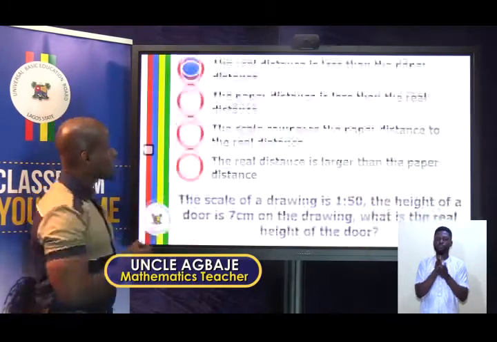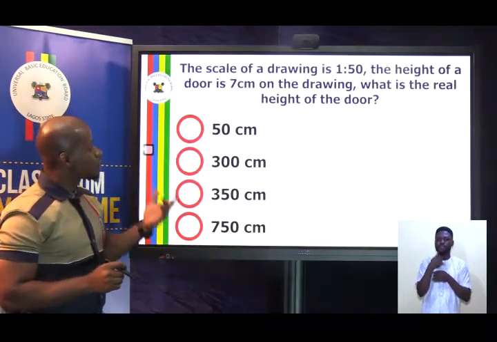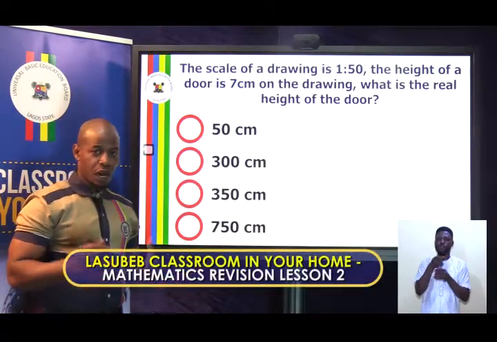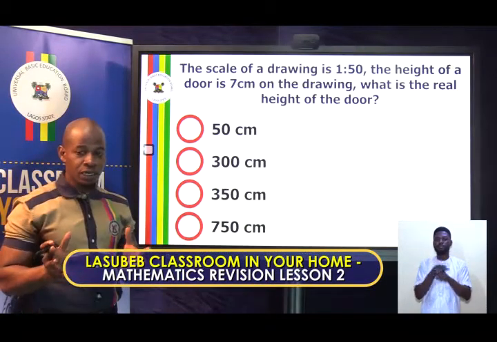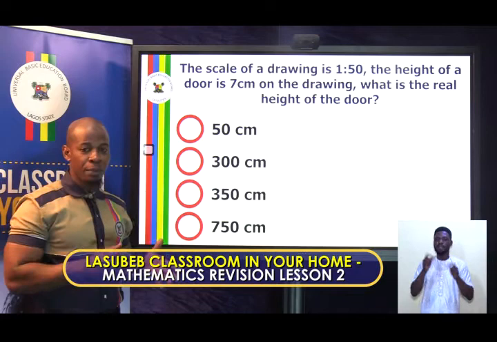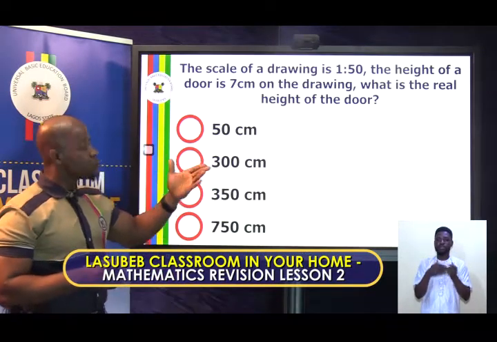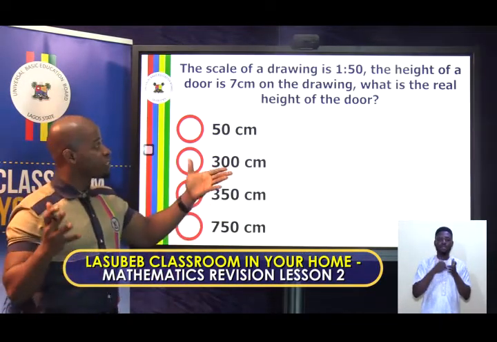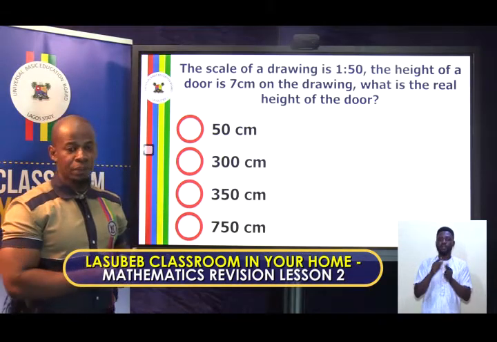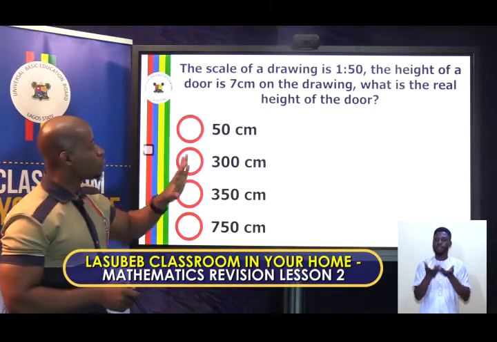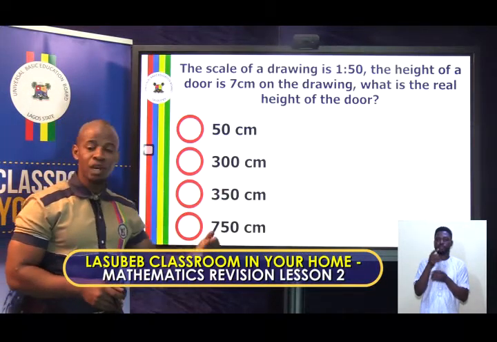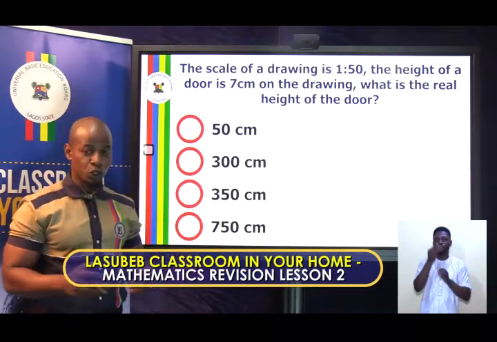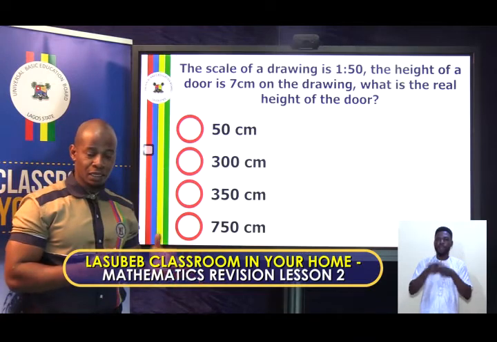So let's see. Now the next question says, the scale of a drawing is 1 to 50. And you recall that the scale means how many times the real distance is larger than the paper distance. So in this case, the real length is going to be 50 times larger than the paper length. The height of a door is 7 centimeters. What is the real height of the door? You know what to do. This paper height is 7 centimeters.